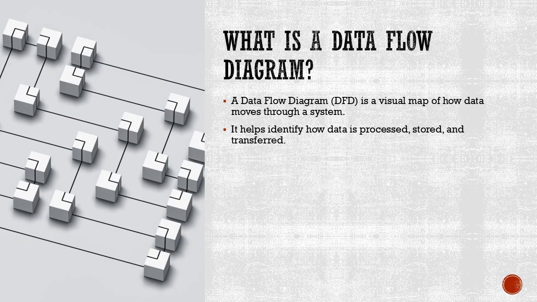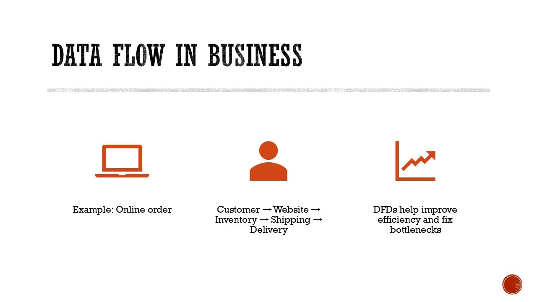For example, if a customer places an online order, a data flow diagram could show how the order moves from the website to the inventory system, then to the shipping department, and finally to delivery. These diagrams are super helpful for building efficient systems and making smart improvements.